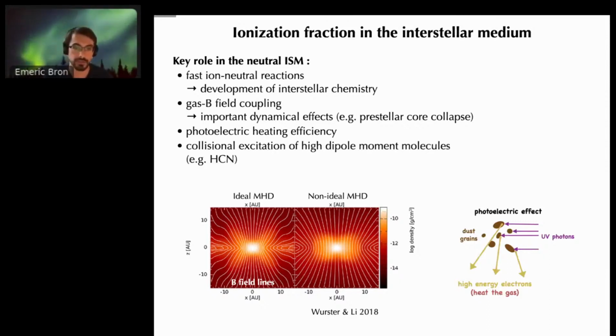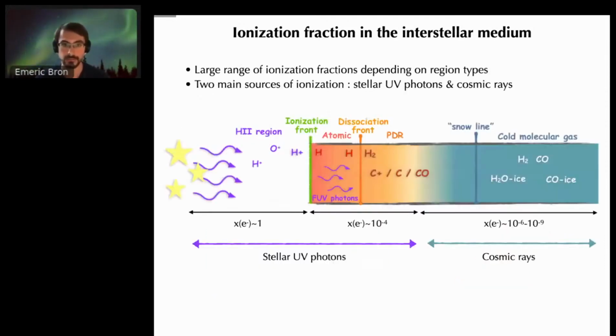And it will affect the way we interpret the emission of some tracers, because high dipole moment molecules, such as HCN, will be very sensitive to collisional excitation with electrons. And so if we don't know the ionization fraction of the medium, we might make big errors in the way we interpret the emission of those molecular lines.